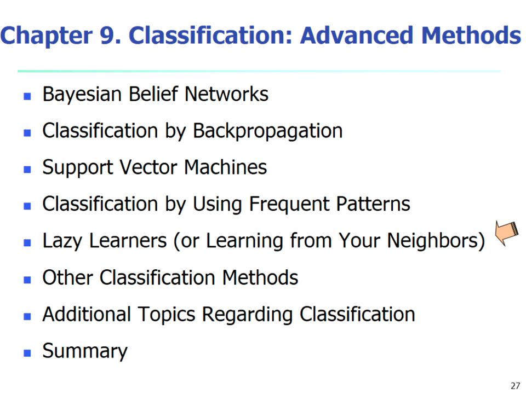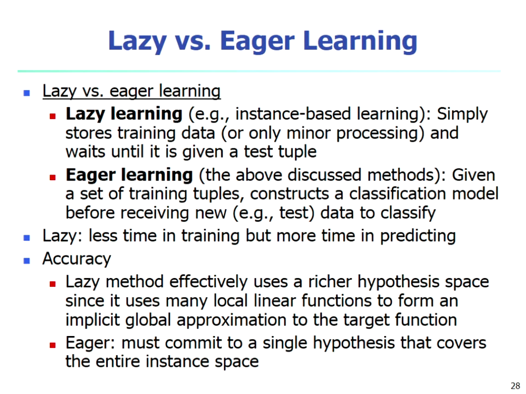Okay, lazy learners. So what's the meaning of lazy learners? What is the difference between lazy learner and eager learner? Okay, so training data is the model. Very good. Yes, so lazy learning simply stores training data and waits until it's given a test tuple, and eager learning, given a set of training tuples, constructs a classification model before receiving new data to classify.